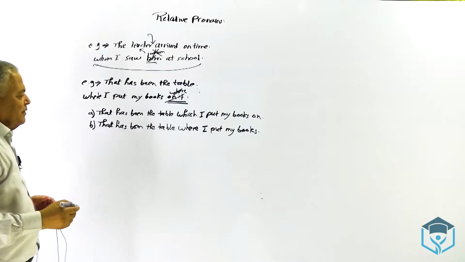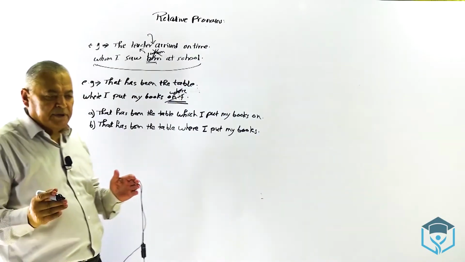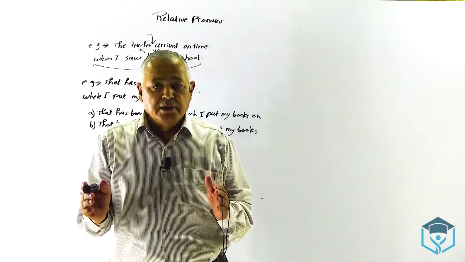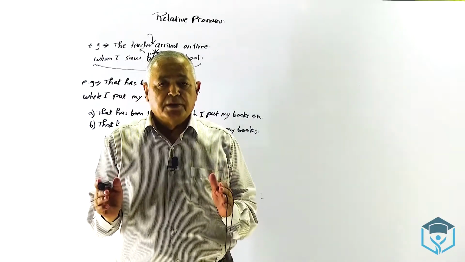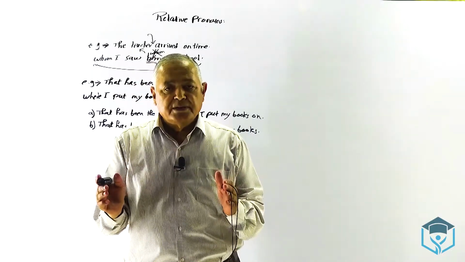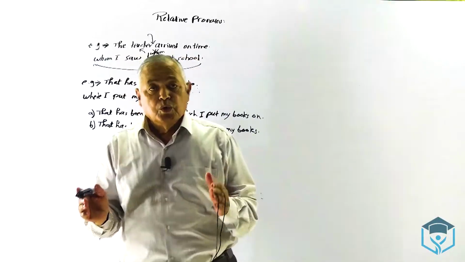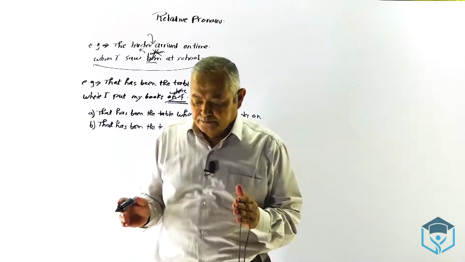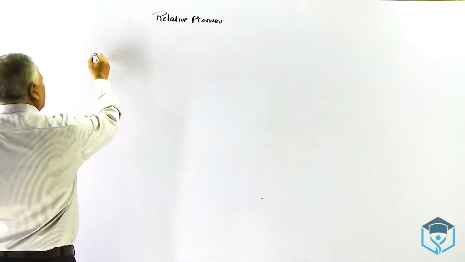Then this is, dear students, something called sentence combination. How to combine the two sentences into one. Join the two sentences into one by using who, whom, whose, which, where, and when. Okay. Sentence A.